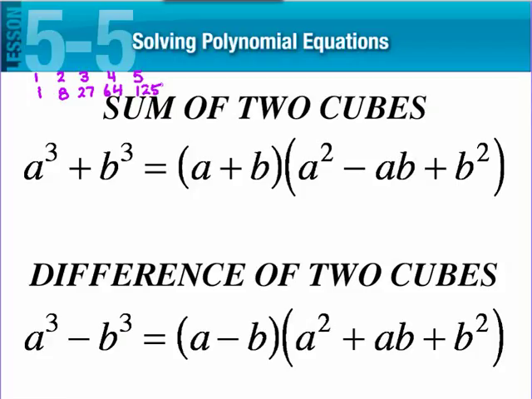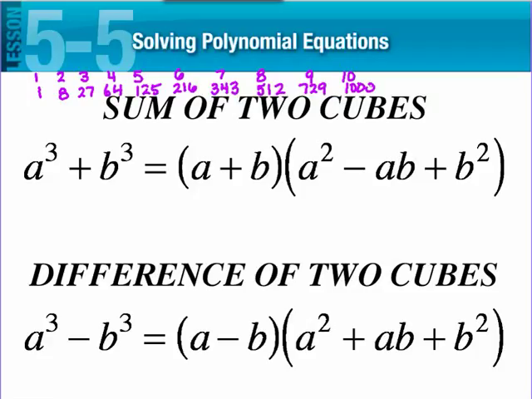Okay, 6 cubed is actually 216. 7 cubed is 343. 8 cubed is 512. 9 cubed is 729. And 10 cubed is 1,000. Those are numbers that you should kind of be familiar with, and when you see those, you should start thinking, oh, that's a cube.